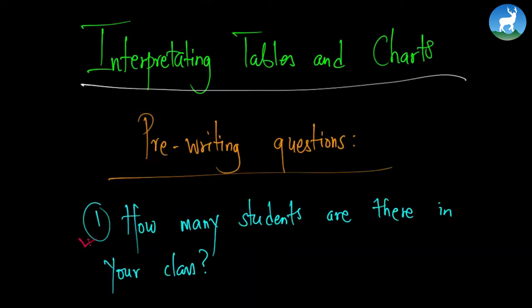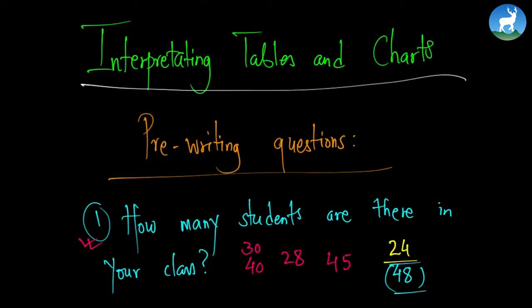The first one is, how many students are there in your class? It could be 30 students, it could be 40 students, could be 28 students, it could be 45 students. Do you know that the lesser the number of students, the better the class is? The standard class size, according to American standards, is 24 students in a class. But don't be disheartened, let's say you have got 48 students in your class, that's twice the standard size, but that's okay. That's how most schools in Nepal are. So the first pre-writing question is, how many students are there in your class?